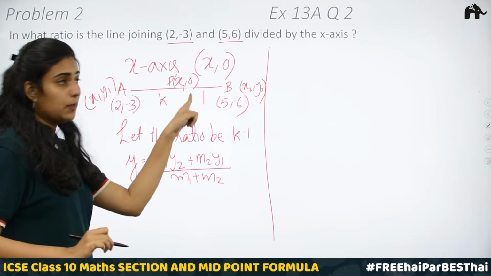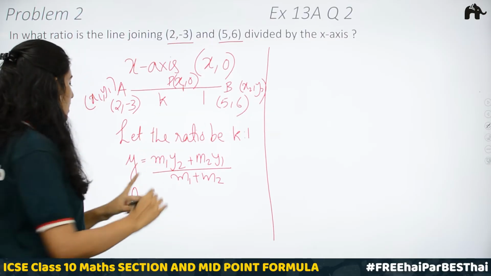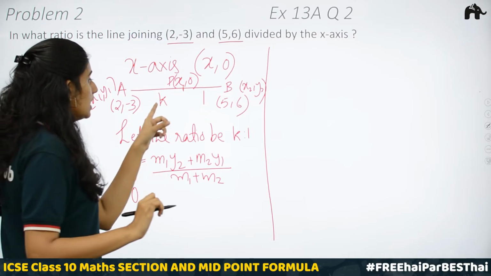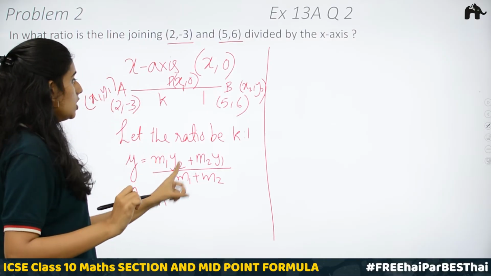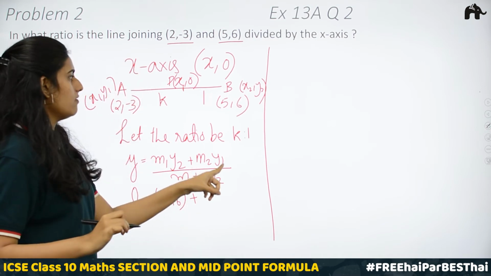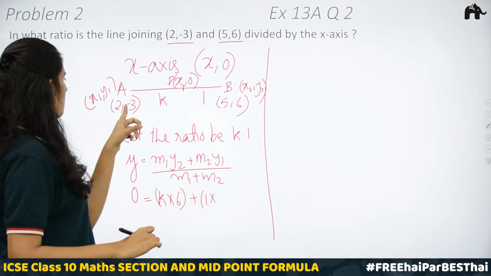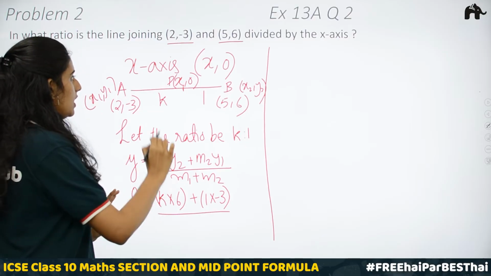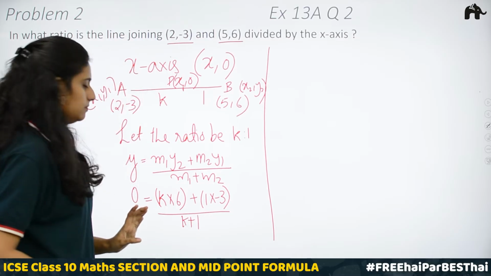Consider this point P which is on the x-axis, therefore the y coordinate should be 0. 0 is equal to m1 y2 plus m2 y1 divided by m1 plus m2. We have taken the ratio m1 is to m2 as k is to 1. Therefore, y2 is equal to 6, so k into 6 plus m2 y1, where m2 is equal to 1 and y1 is equal to minus 3, divided by m1 plus m2. Here m1 is k and m2 is 1.